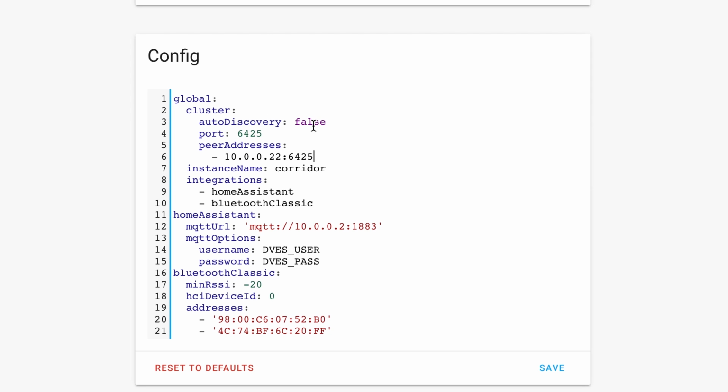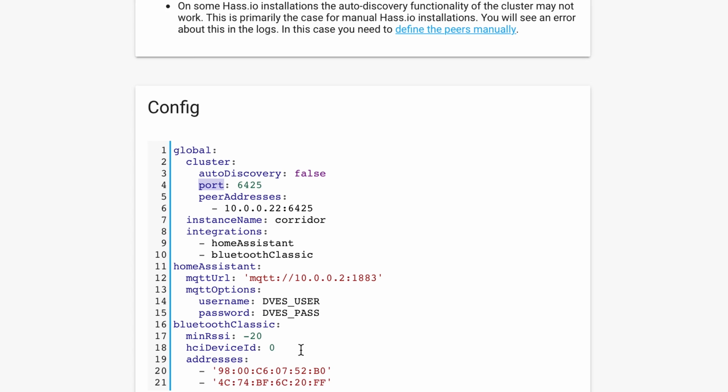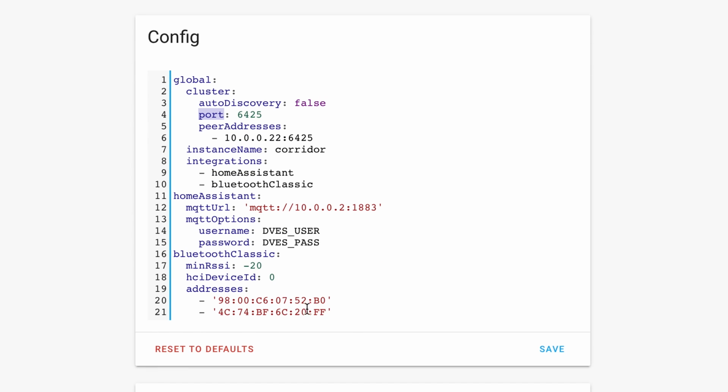Cluster, auto discovery is false, peer addresses is the IP of the other Raspberry Pi and the port. Auto discovery is set to false because of this limitation here. On some Home Assistant installations, the auto discovery functionality is not working. This includes my installation, so you have to add your peers manually, exactly as I did here. The other things are the same.